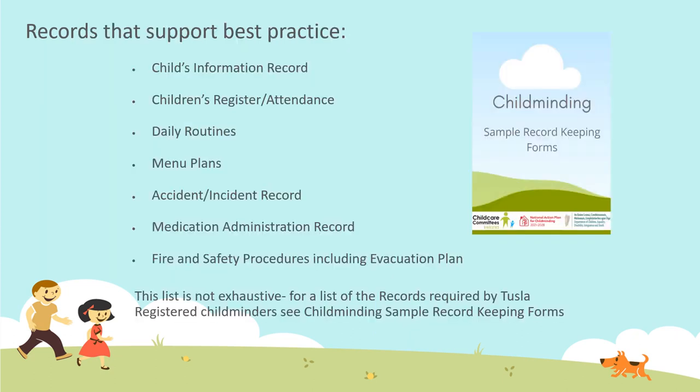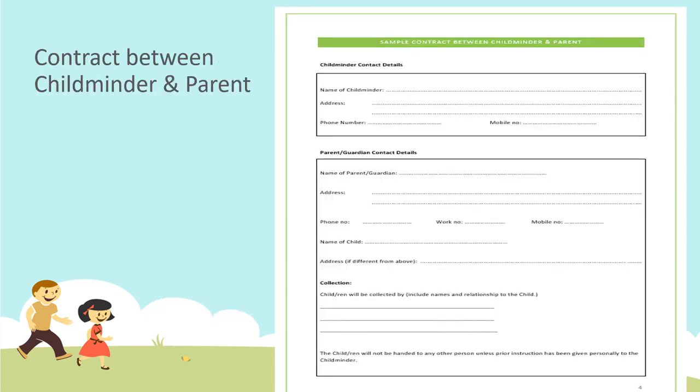So this slide outlines some of the records that you should keep to support best practice. TUSLA registered childminders should also refer to the Quality Regulatory Framework for Childminding and the TUSLA Registration Information for Childminders Guide. The list again is not exhaustive, and a list of the records can also be found in Childminding Sample Record Keeping Forms. Contract between childminder and parent.